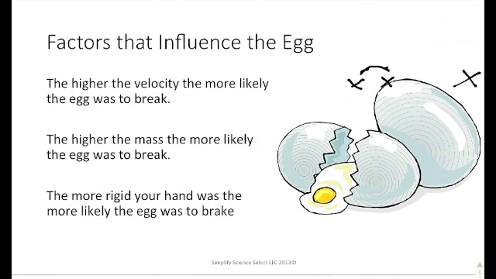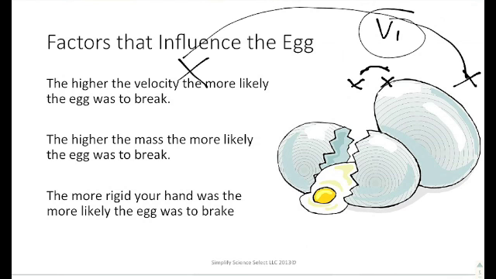But as the distance increased between the two, you had to throw it with a greater velocity to get it to actually go there. Well, when you throw it with a greater velocity, that velocity has to go away. You've got to bring it back to rest. And as a result, the higher the velocity, the more likely the egg was to break.